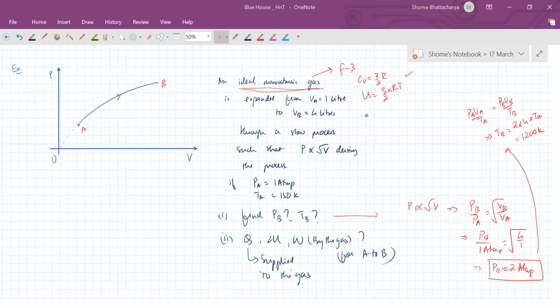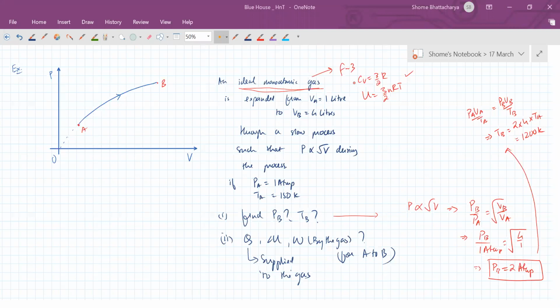Understood? Now this point is clear, Durgesh? Yes, sir, I got it. I just had a doubt that to calculate P, we had to use the equation of state or this formula. See, we can use either of them, but to find the pressure over here, we are given the volume at point B, and what else are we given? The relation between pressure and volume. So we have to make use of this. Okay, got it.